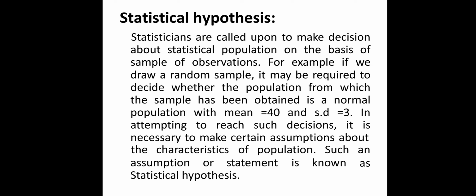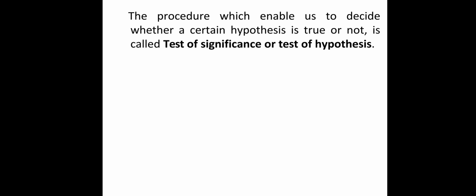And in the previous slides I have already mentioned that populations are defined by some kind of parameters. So here the example has also been considered for a certain kind of population. It has been given an assumption that its mean is 40 and standard deviation is 3, okay. So this certain kind of assumption or statement about a population is known as a statistical hypothesis, okay.